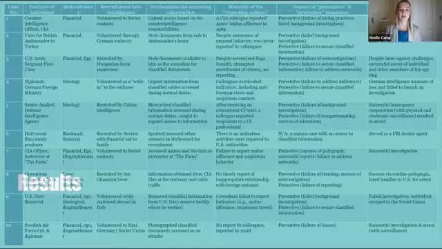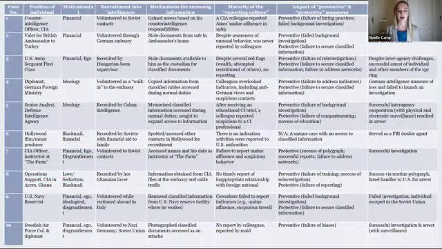Now for the results. I recognize this is a bit of an overwhelming chart, and I'm not going to walk through the whole thing, so don't worry. But this is just to give you an idea of what it actually looked like when we applied the 7 criteria rubric to each of the case studies.